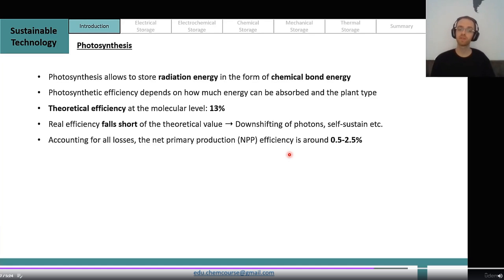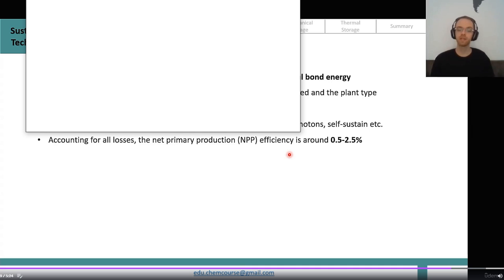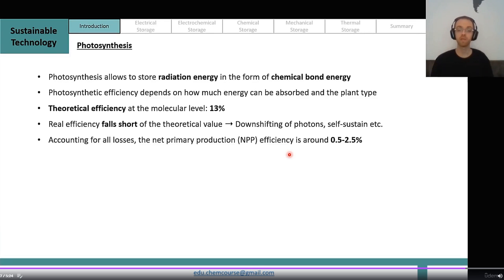However, what you usually observe is that the real efficiency falls short of the theoretical value. This is due to processes called downshifting of photons. So we need photons of a certain energy to be used in these processes. Also self-sustain and other processes. So self-sustain here means that the plant, of course, does not permanently just convert solar energy into chemical energy, but the plant also has to gain energy from something, so it also does some of these dissimilation processes itself. Now, accounting for all losses, the actual net primary production or NPP efficiency of photosynthesis is around 0.5 to 2.5% only, which is a very low efficiency for this kind of storage process.